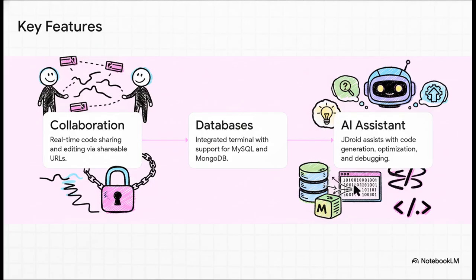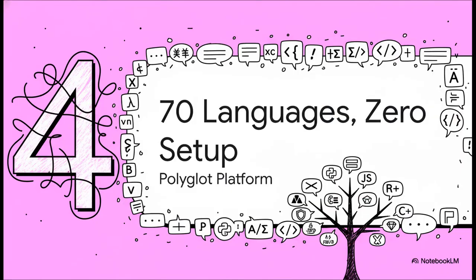First off, real-time collaboration is built right in. You can literally code live with someone else just by sharing a URL. Second, you get powerful databases like MySQL and MongoDB right there in the terminal, no separate setup needed. And third, get this, there's an AI assistant called JDroid that can help you generate code, debug it, and even make it run faster.